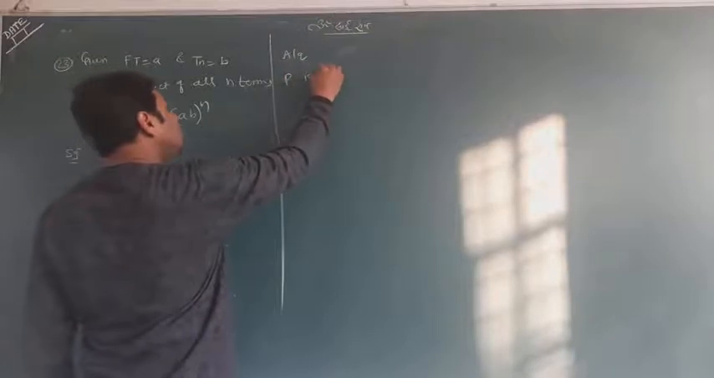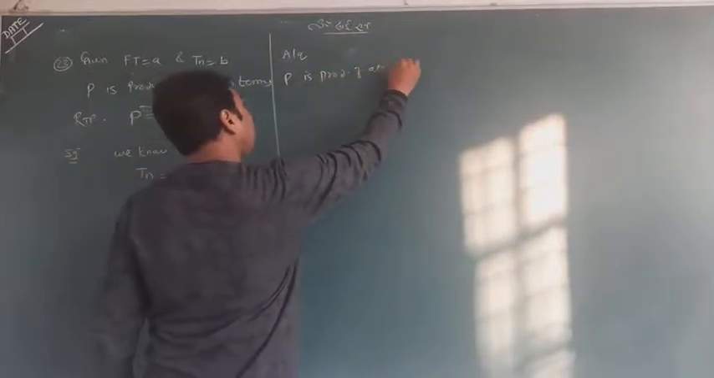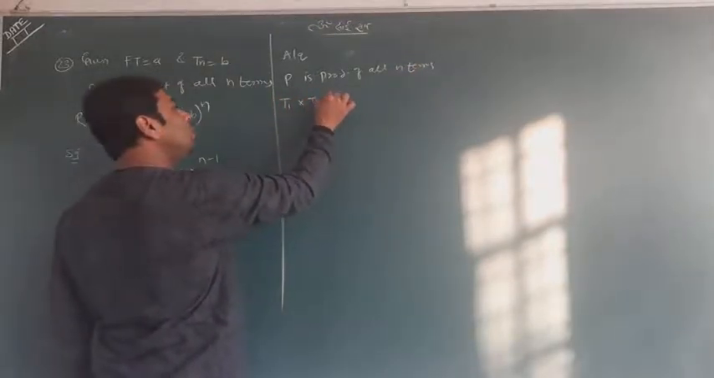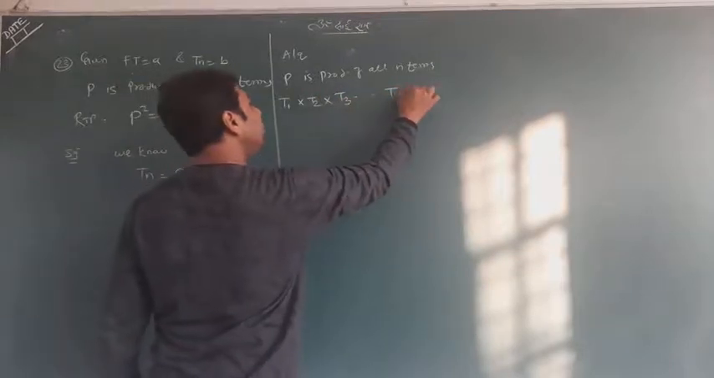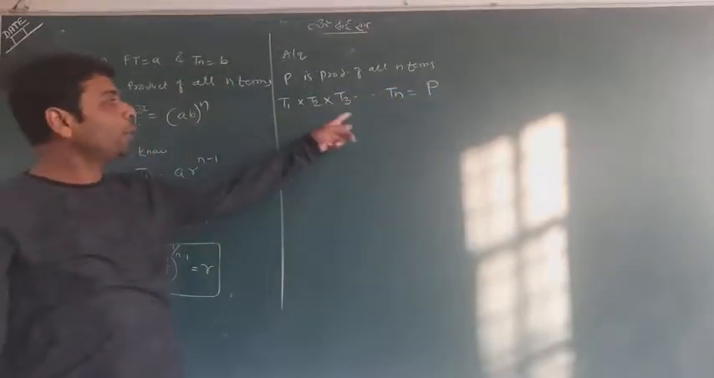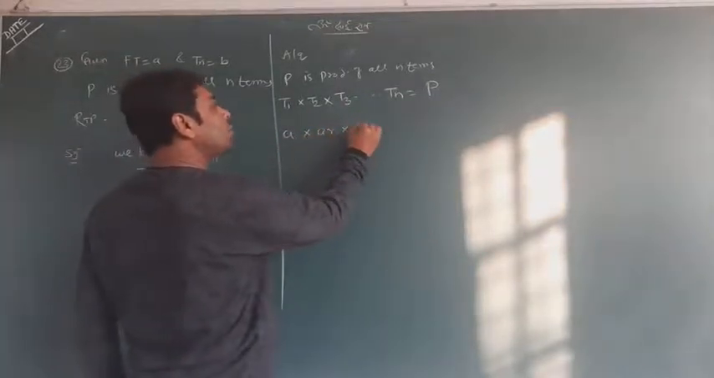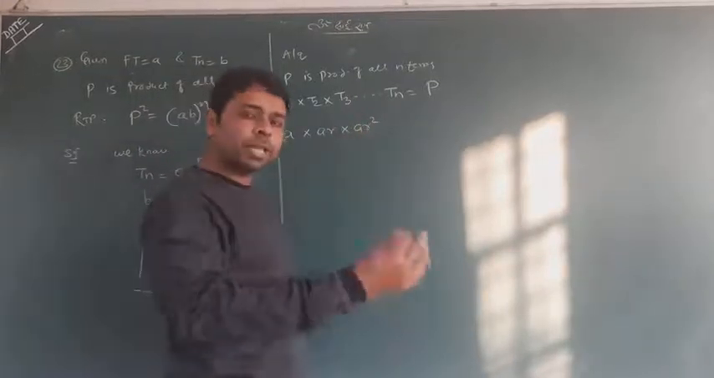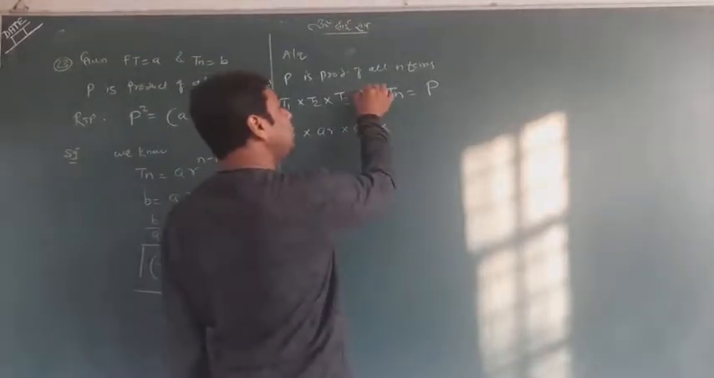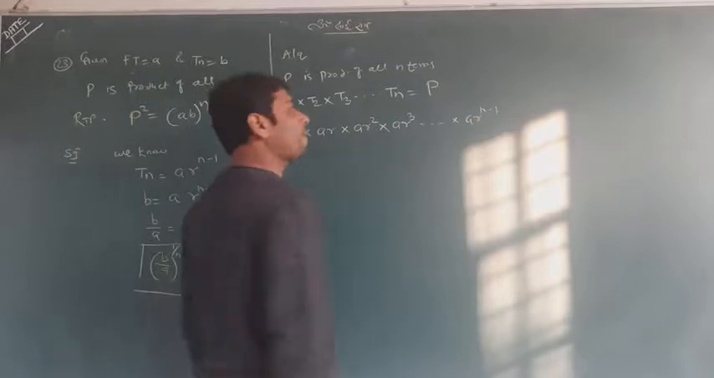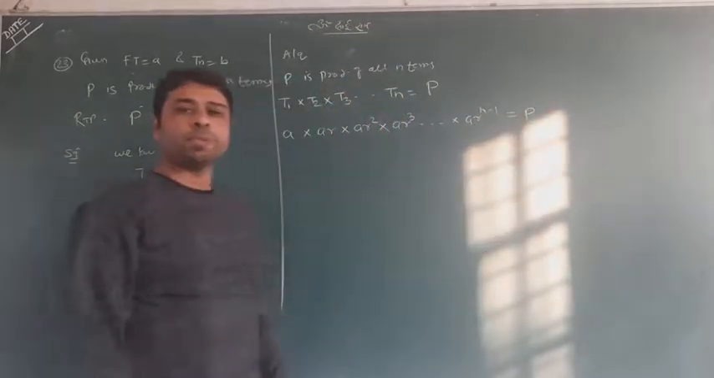Now, what is given? P is the product of all the n terms. What is the meaning of all n terms? T1 into T2 into T3 into Tn equals P. That is the product of all n terms. T1 is A. What is T2? A r. What is T3? A r squared. Similarly it will go till the nth term. If I don't write T4, it would be A r cubed, and lastly Tn will be A r to the power n minus 1, equal to P.